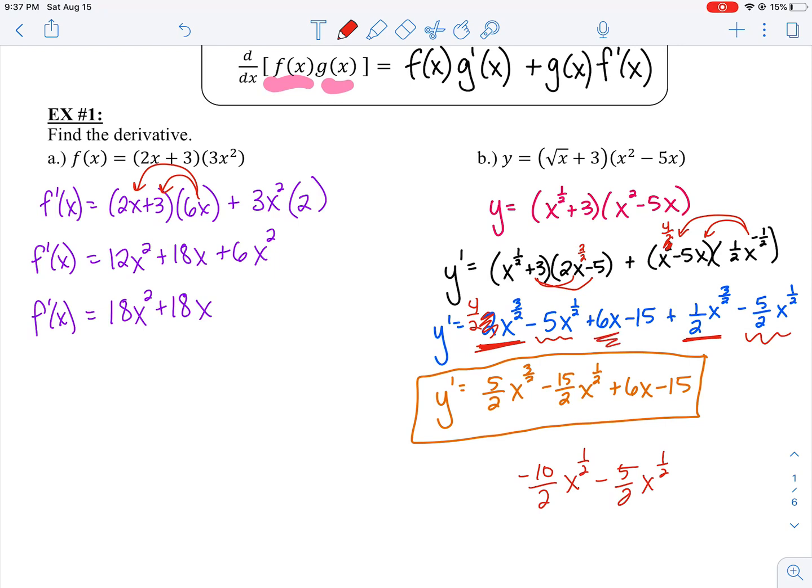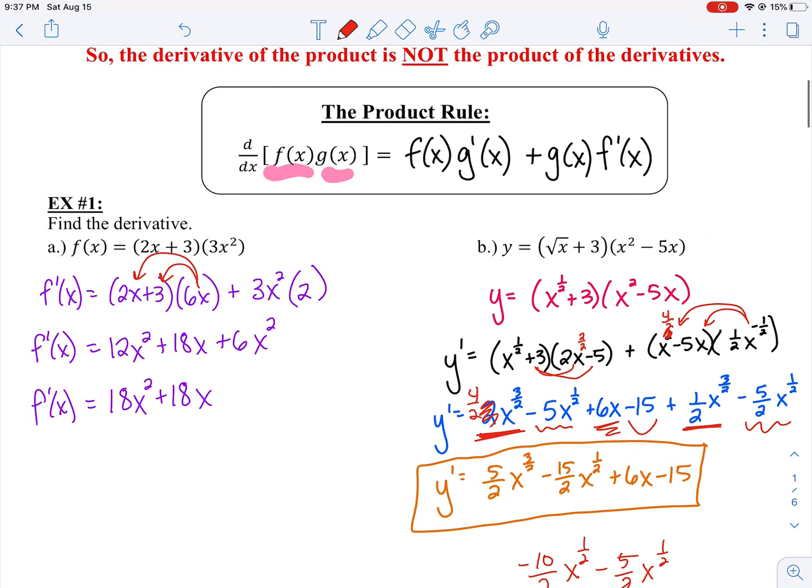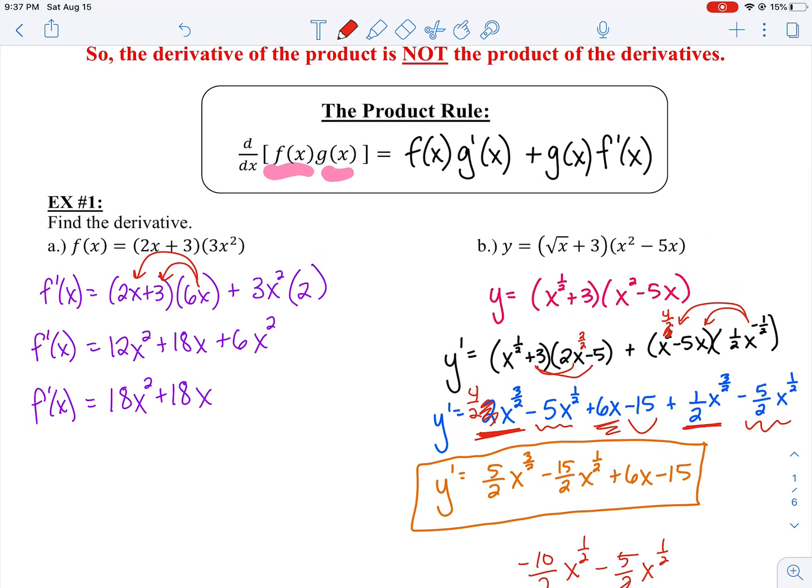I have a 6x that has no other like terms to it, and I have a negative 15 with no other like terms to it. So my derivative with all my like terms combined and positive exponents looks like this. I know that was kind of tricky, especially with distributing and having those different exponents with different common denominators, so make sure you practice that one. You may need to pause the video, replay it, and practice it a few times before you understand what happened there. But make sure you understand how to use the product rule, because we're going to be doing this for the rest of the class. So make sure you practice that rule and you can apply that rule.